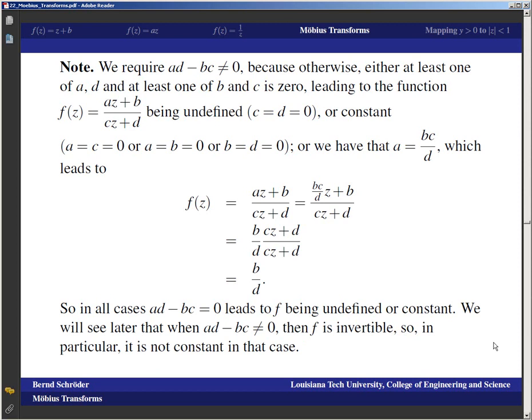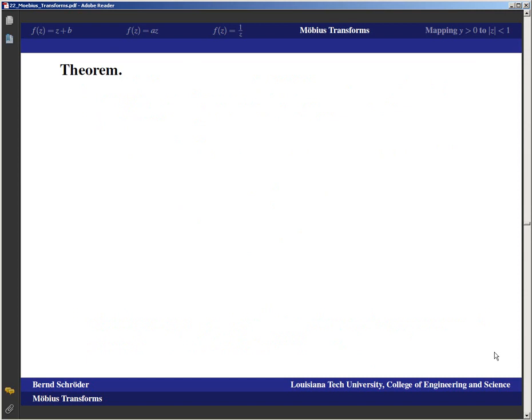So in particular, it will not be constant in that case. So basically, this demand here takes out a few pathological cases, a few cases that are not as pretty as the rest.